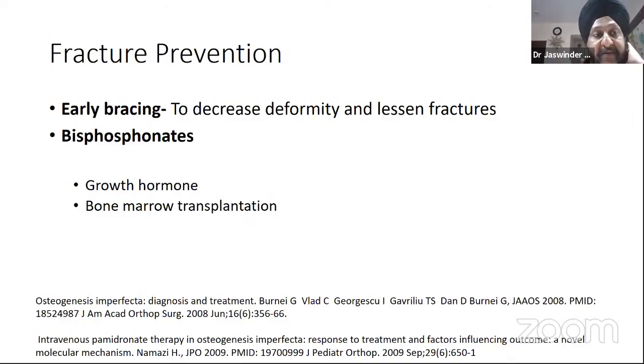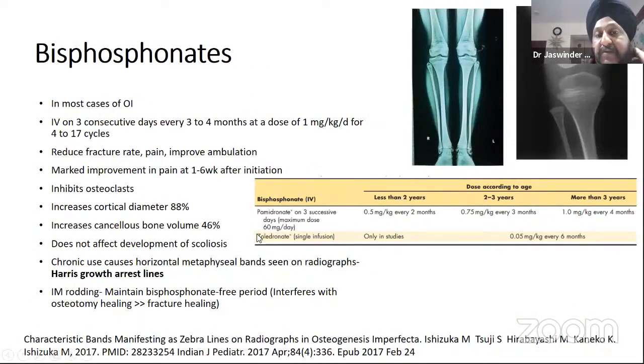So coming to the treatment, the mainstay of the treatment is to prevent fractures, because these children will actually develop some kind of deformities. That is why early bracing is sometimes advisable, not always, because very prolonged bracing will cause immobilization and osteopenia and further high chances of bone fracture. So early bracing is done to decrease the deformity and to lessen the fractures. And as already said, bisphosphonate is the mainstay of the treatment. We'll talk about it. The most important bisphosphonate drug currently being used is pamidronate.